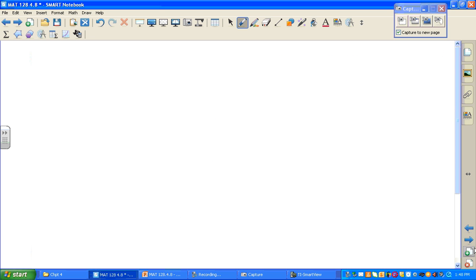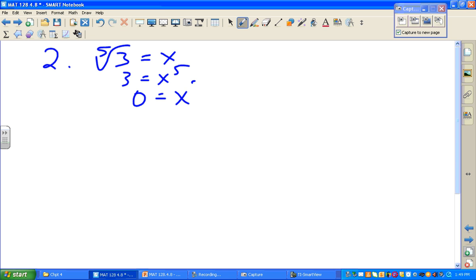Number 2 is what? Fifth root of 3. We're going to approximate that to 4 decimal places. Now that you've seen that we want zeros of a polynomial, it's pretty easy to see that 3 is equal to x to the 5th, so 0 is going to equal x to the 5th minus 3. So that becomes my function, f of x equals x to the 5th minus 3.